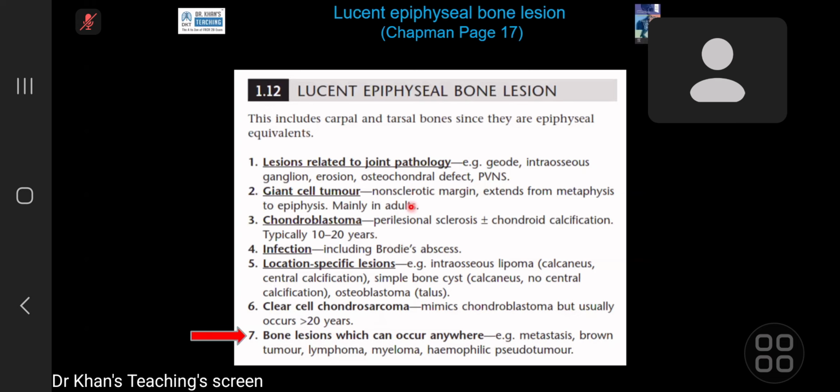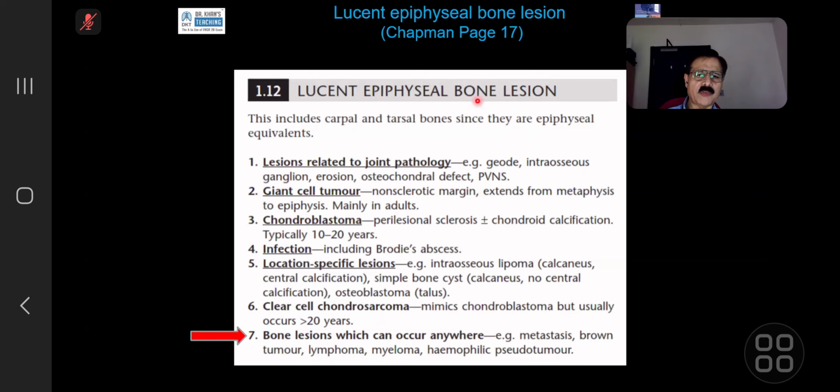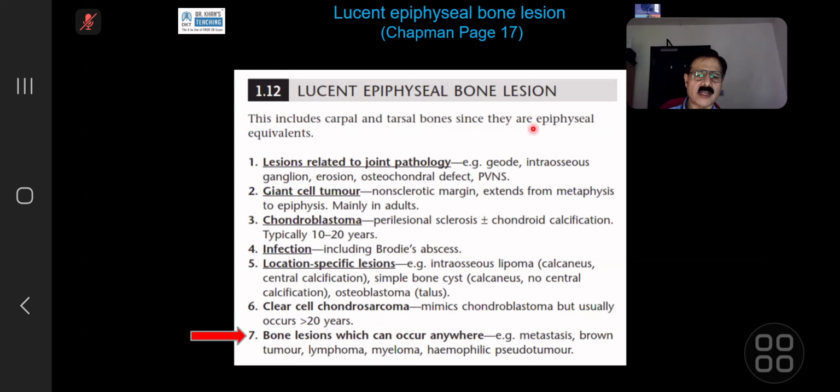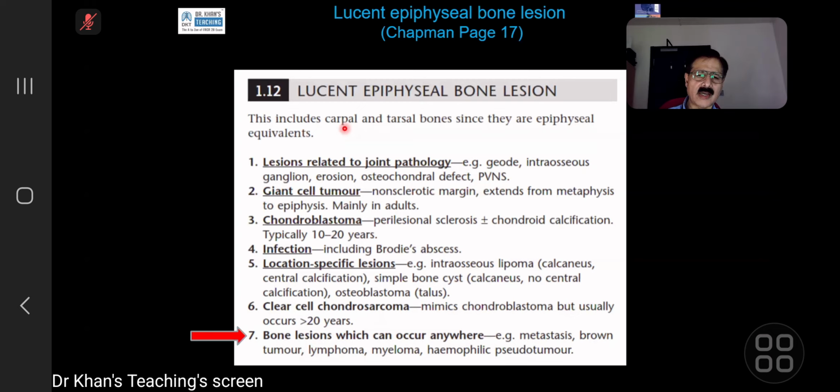Just one second. Look at this: lucent epiphyseal bone lesion. This includes carpal and tarsal bones since they are epiphyseal equivalents. I always tell you that in Chapman, one line can save a case for you. And this is the concept: tarsal bones, all of them, are considered epiphyseal equivalent. So you are in a way fine.